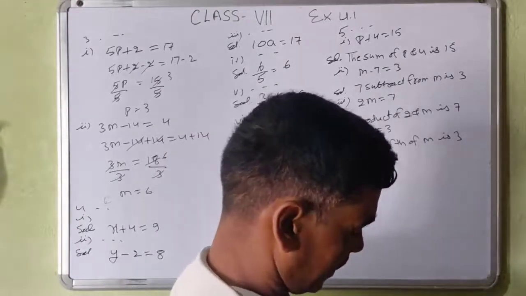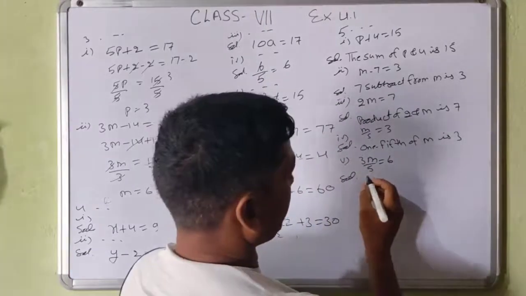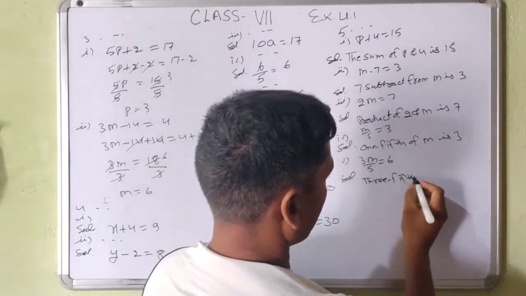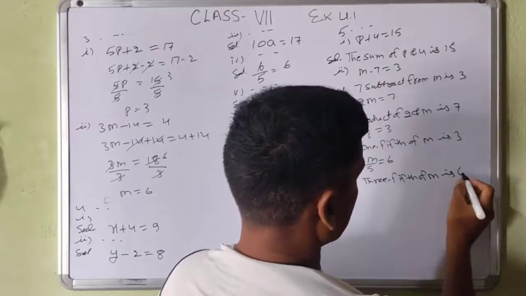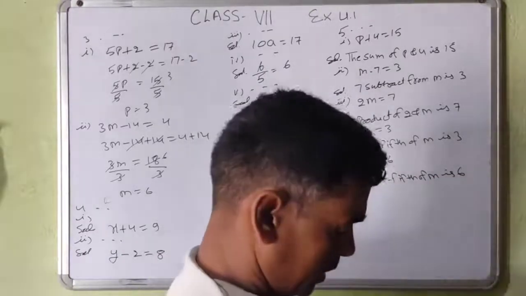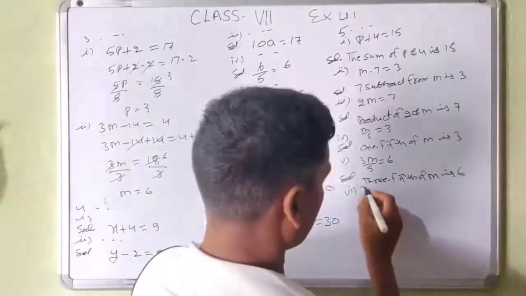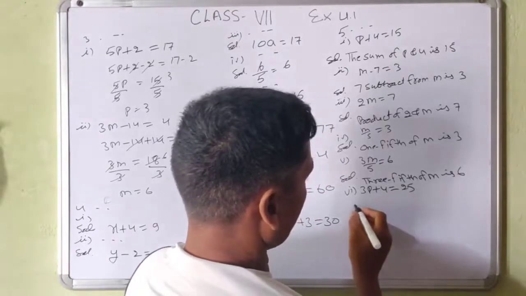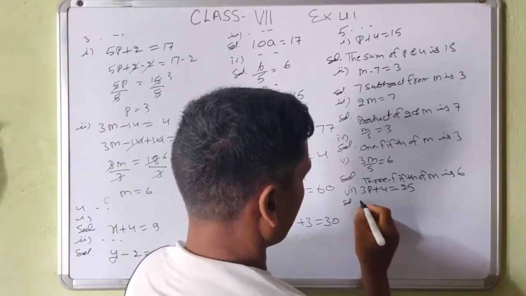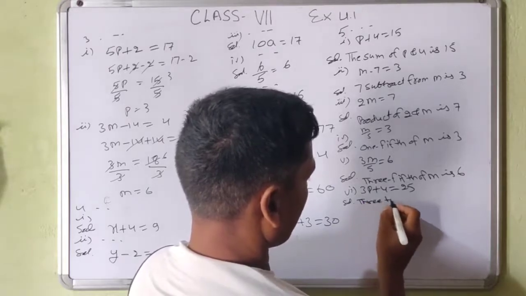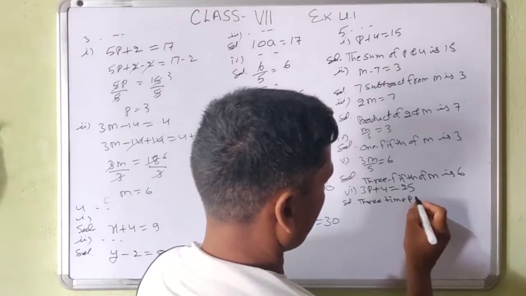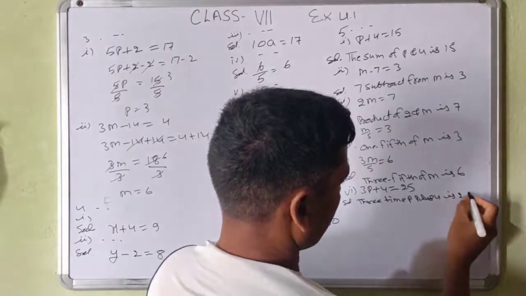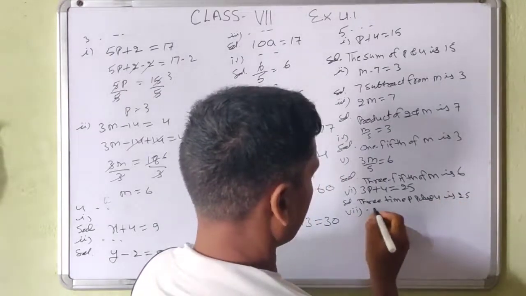Solution: 3/5 of M is 6. Sixth part, 3 times (P plus 4) is equal to 25. So 3 times P plus 4 is 25.